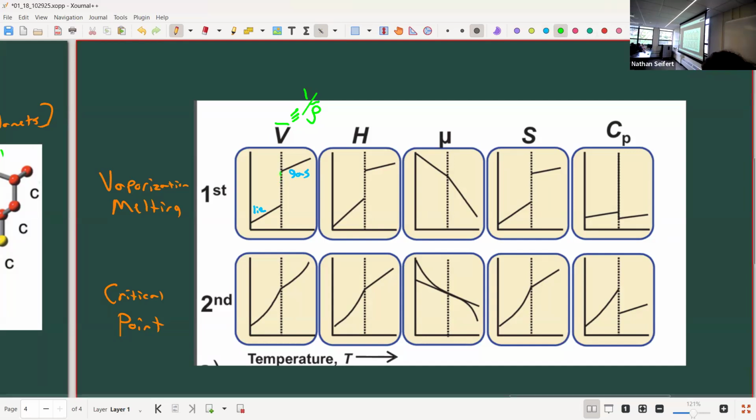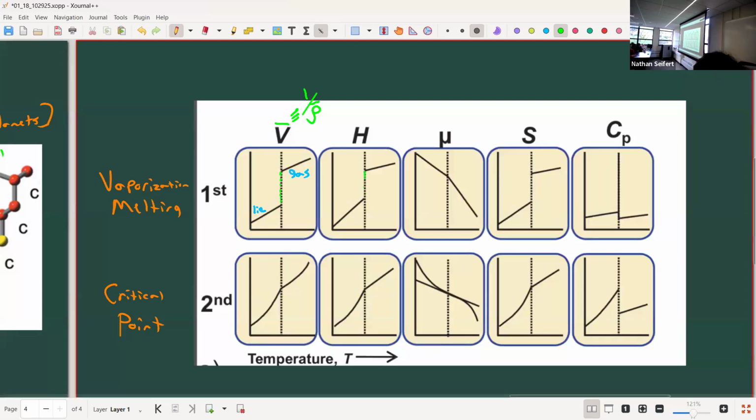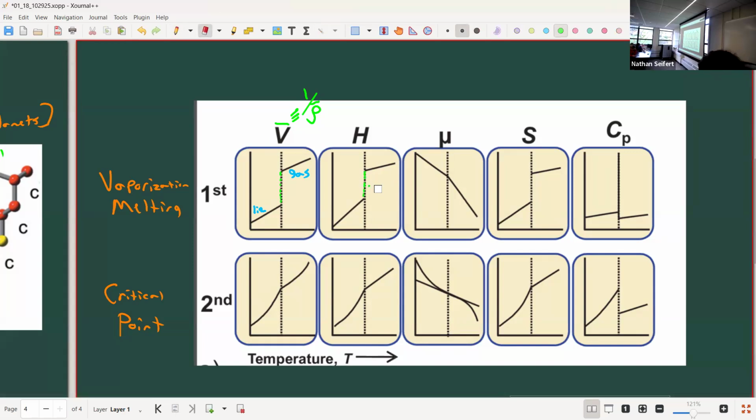I'll kind of just draw it here, right? Where the volume, as you go across that phase transition, just magically jumps. It's not continuous. Again, enthalpy, you guys have been working on that. Of course, boiling and melting has an enthalpy change. That's what you're calculating, enthalpy of vaporization and so on. This is delta vap H, for instance. Let me draw that a little cleaner.